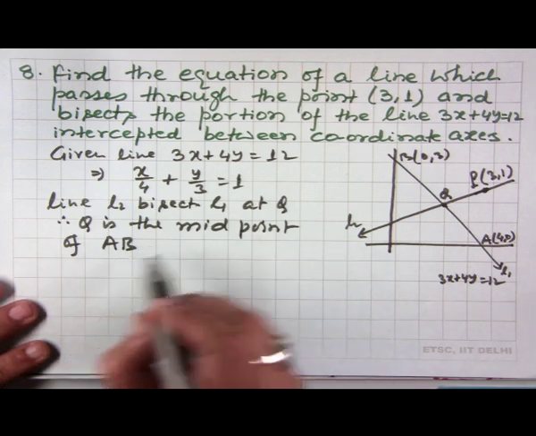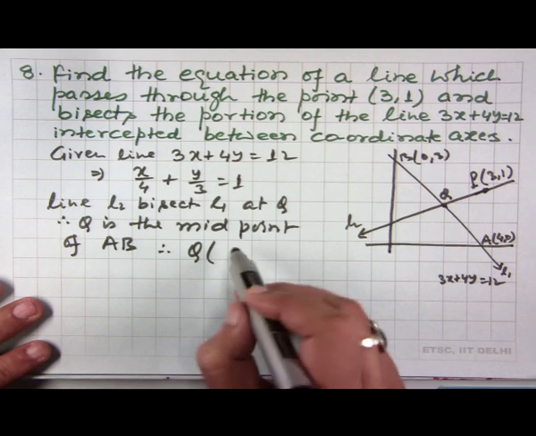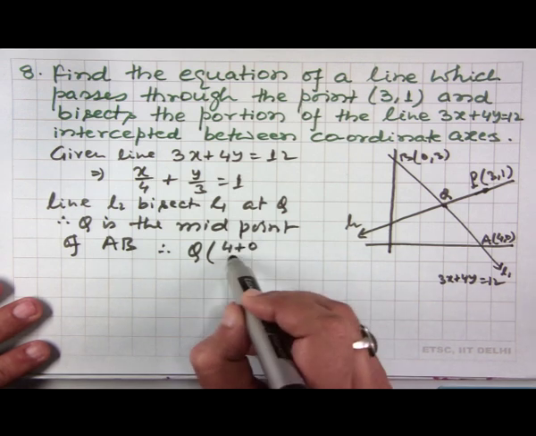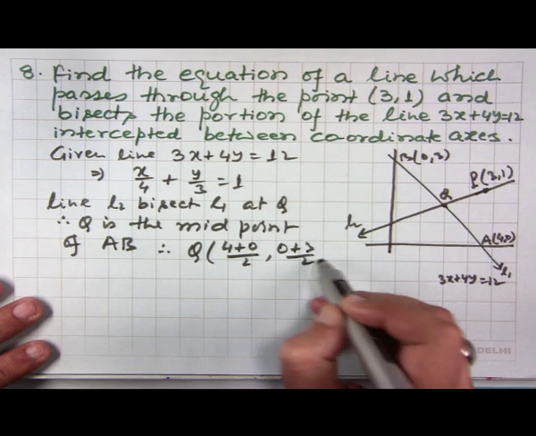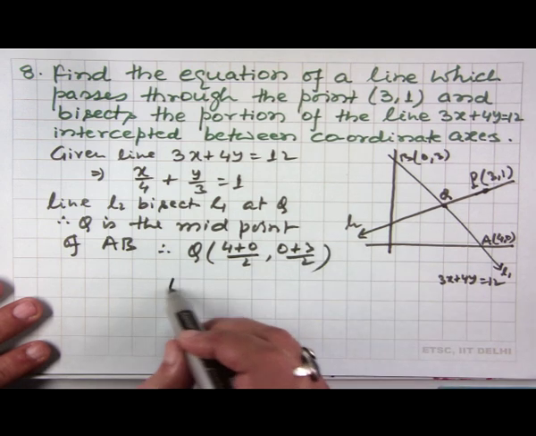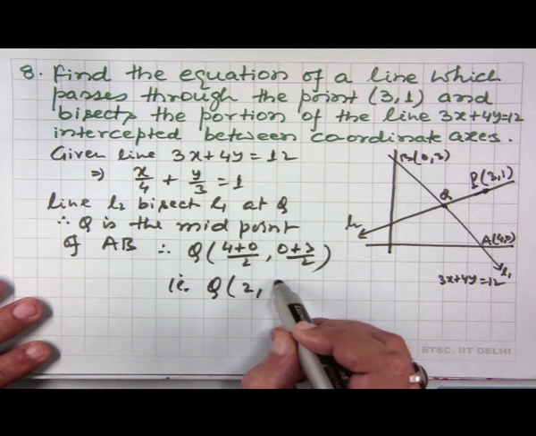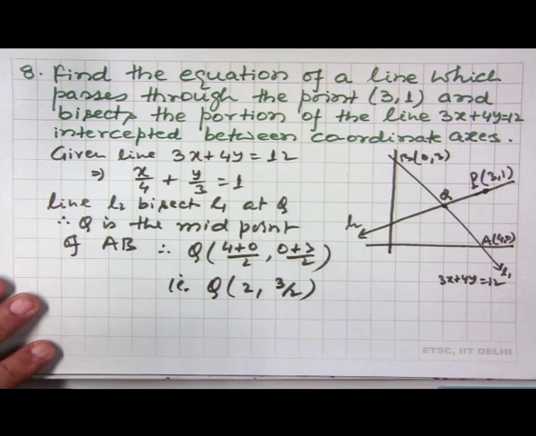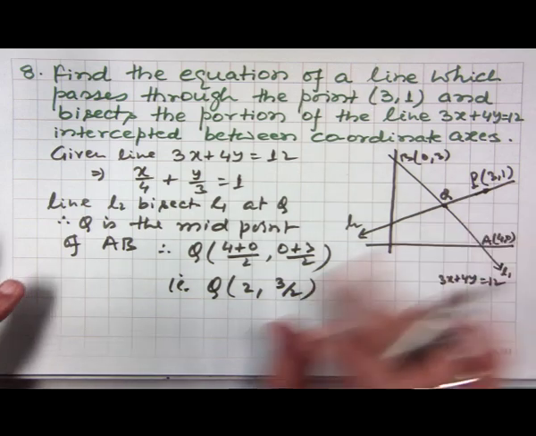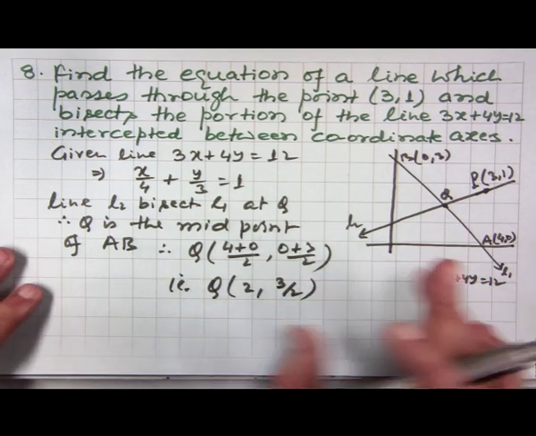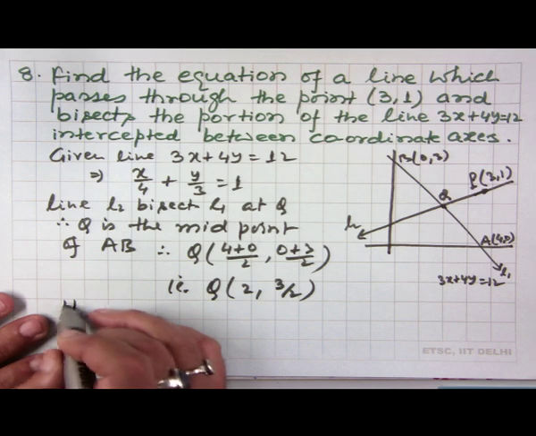So the coordinate of Q is ((4+0)/2, (0+3)/2), that is Q (2, 3/2). The equation of line L2 can be easily found because two points of this line are known, that is Q (2, 3/2) and P (3, 1). Now PQ.